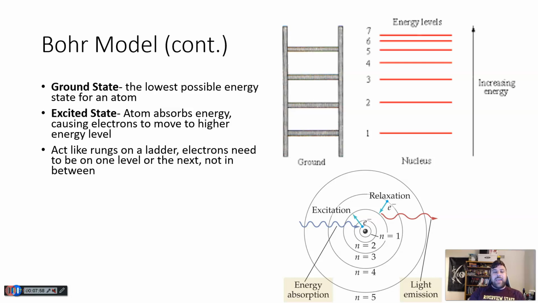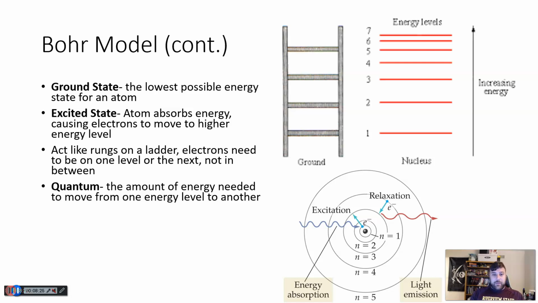And like I said, this acts like rungs on a ladder. Electrons need to be on one level or the next. Just like on a ladder, I can't rest my foot in between two rungs. Eventually, I have to set it down on one or the other. Just like with this, electrons can't exist in between energy levels. They're either on one level or the next.